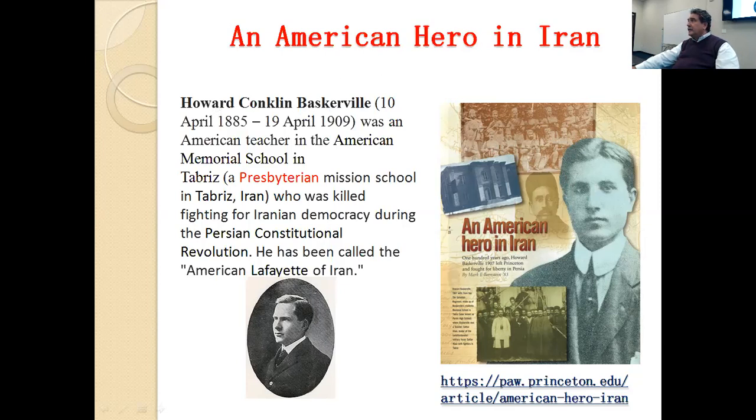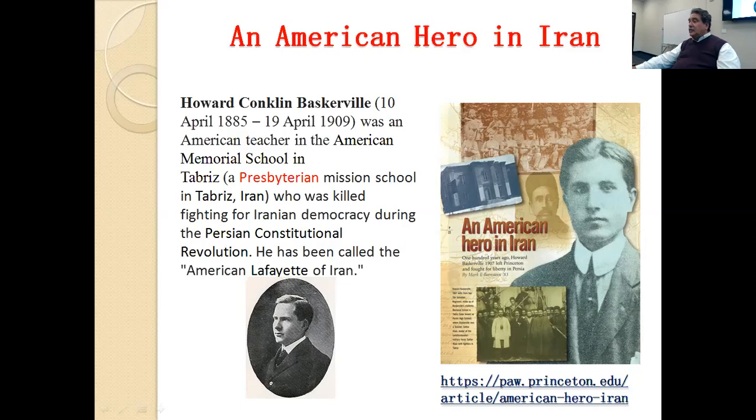Howard Baskerville. He's considered a hero, but even many people don't know that there's a tomb of this American schoolteacher who was part of the Presbyterian mission in Tabriz, and he was killed for Iranian democracy during the constitutional revolution. He wasn't involved in any kind of fighting, but he supported it. I put this link here. If you go on Popular, you can read more about him, an American hero in Iran. Somebody even compared him to Lafayette in America, who came from France and supported the American Revolution. Like that, he came from America and he was a Christian missionary. Many people don't know about that.